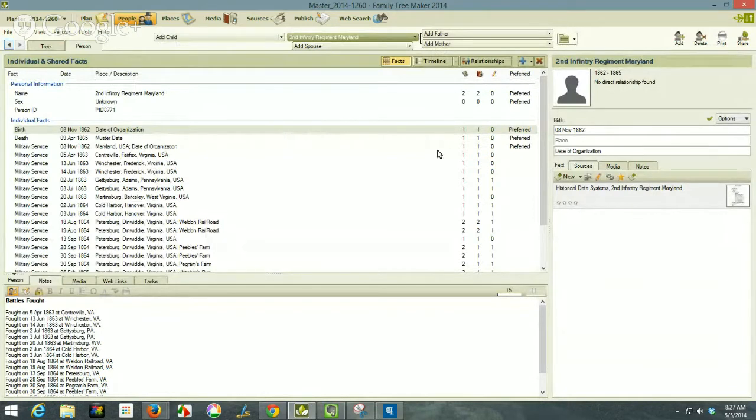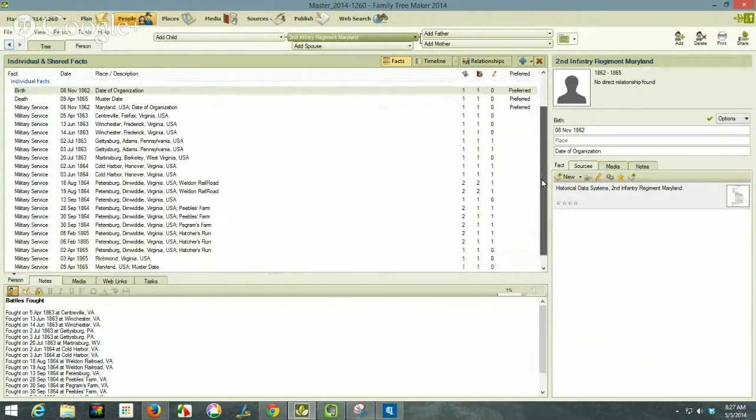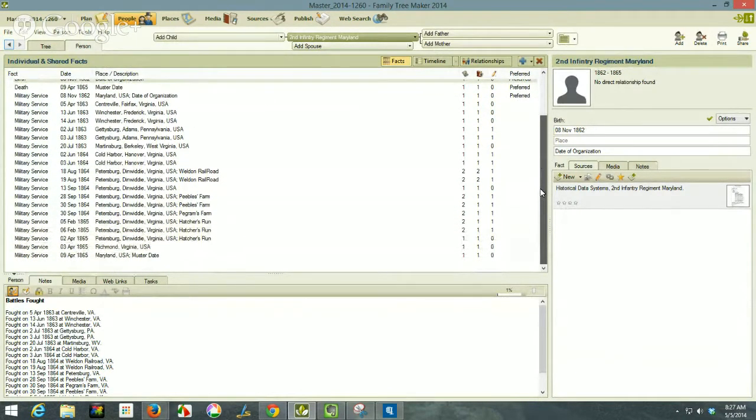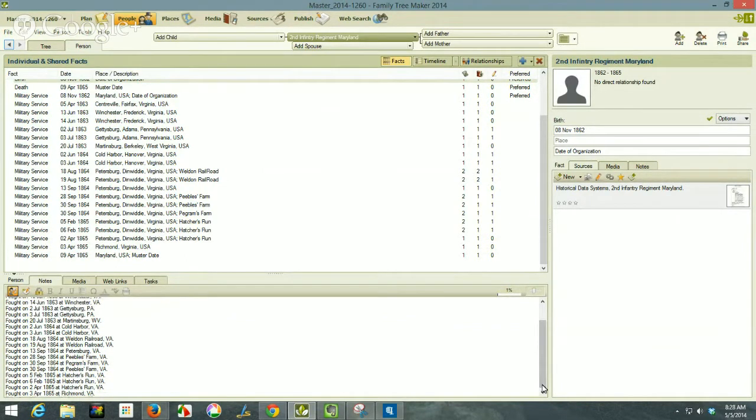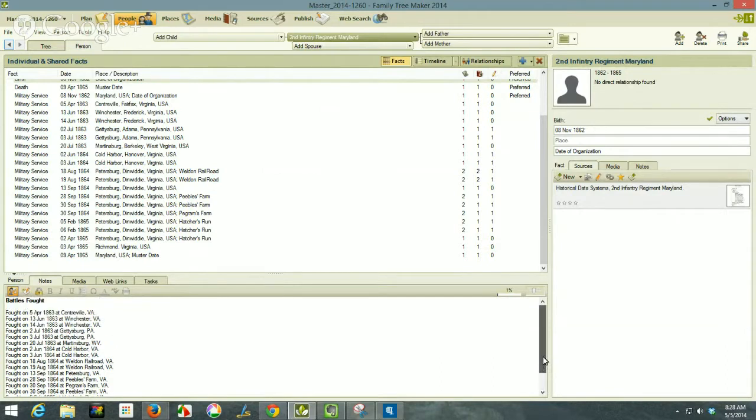And what I did was create a person, an unrelated person, but I have all of the battles where this unit took place in, and I have it as a military service fact, and I have text down here that I got from an article from this database. So I recorded all the battles and the dates of those battles just to see what the unit did.